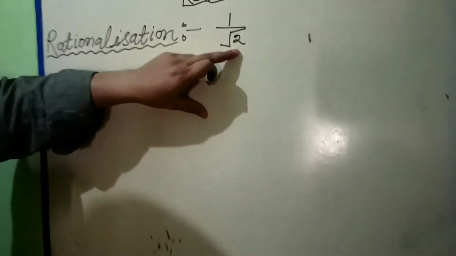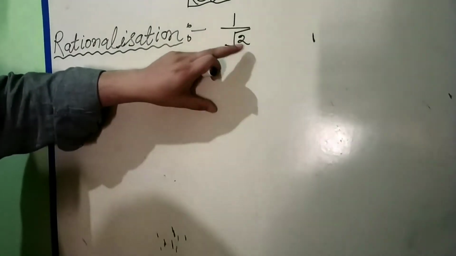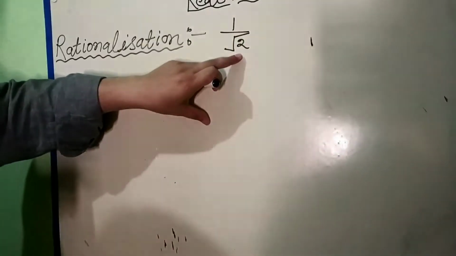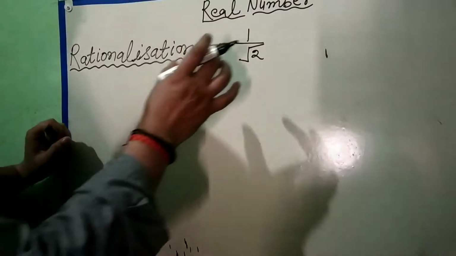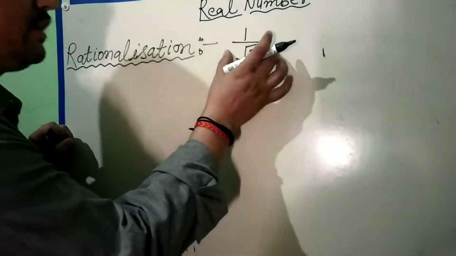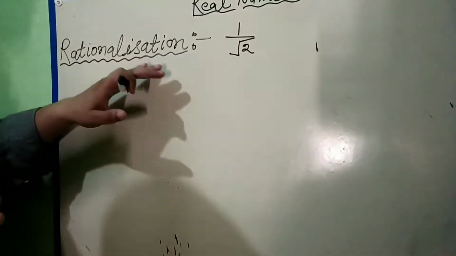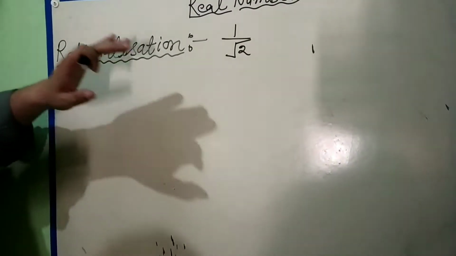The square root of all non-perfect square numbers is always irrational. So 1 upon root 2 is irrational. Now this denominator needs to be expressed as rational. How? That process is called rationalization.